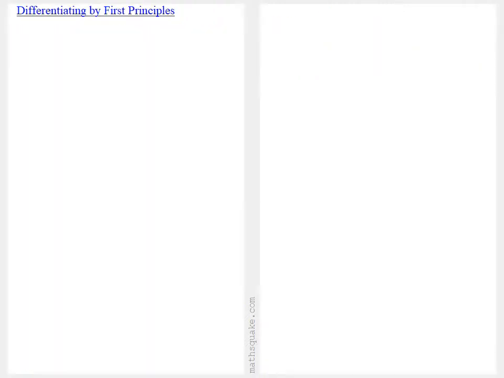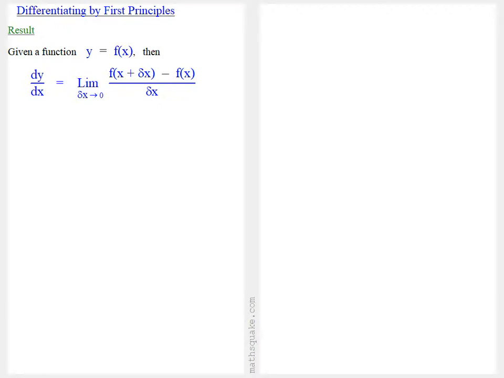Differentiation from first principles. Now we have a result. Given that y is equal to f of x, then dy by dx is equal to the limit, as delta x tends to 0, of f of x plus delta x minus f of x, all over delta x. Now we can use this to find the differential of any function.